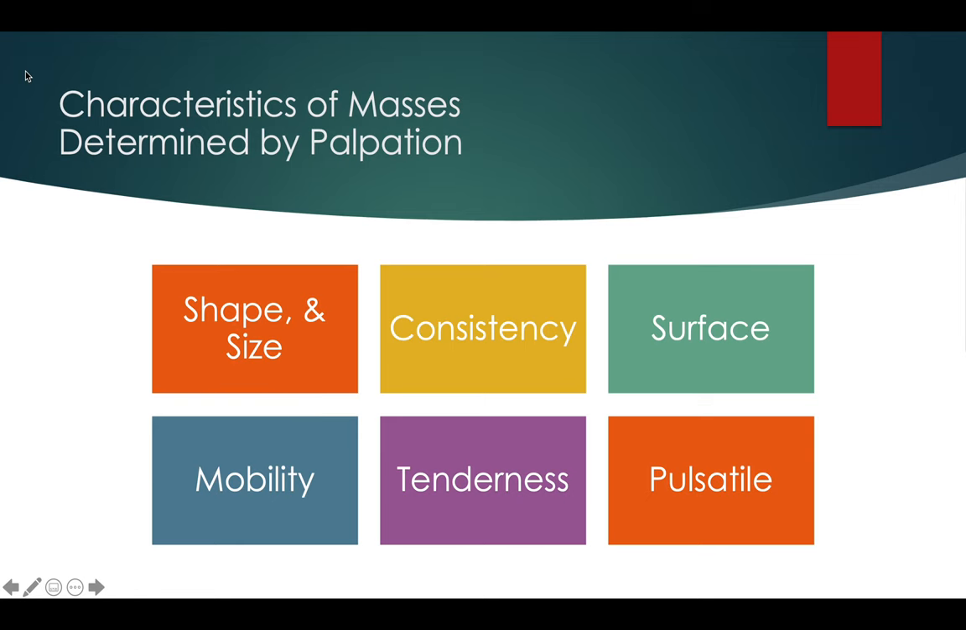Characteristics of masses determined by palpation. You may find a mass when you're palpating, and here are the characteristics. You'll be looking for the shape and size based on what you feel, the consistency, what the surface of the mass is, the mobility. Does it move? When it moves, is it tender? Does it pulsate? You can sometimes feel the pulse. And consistency, I think, is like the thickness. How thick is it? These are just all the things you may find with a mass.